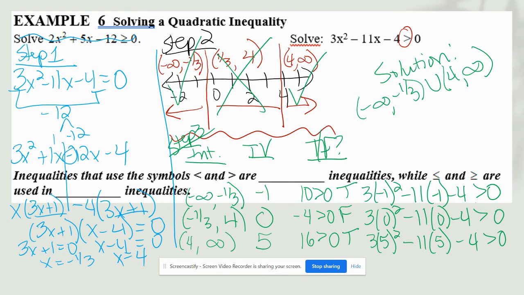At the bottom here, we have that the greater than and less than symbols are called strict inequalities and non-strict inequalities. Just some more vocabulary. We're not going to really worry too much about the vocab right now. Let's worry about solving. Go ahead, flip it over to the back of your notes.